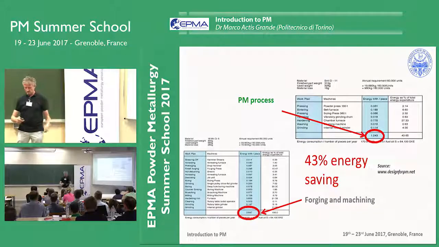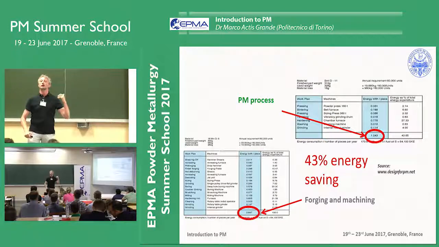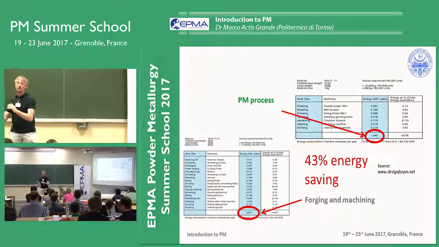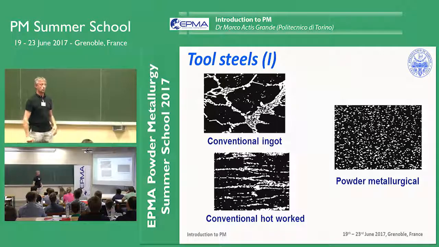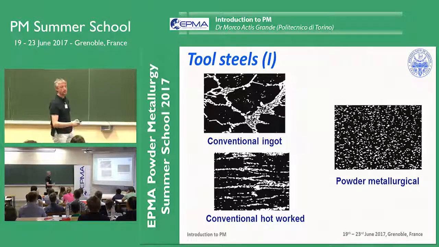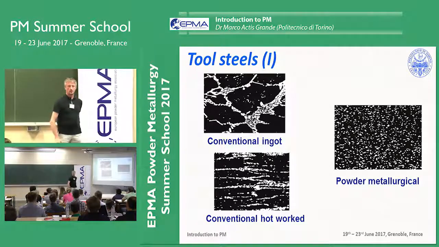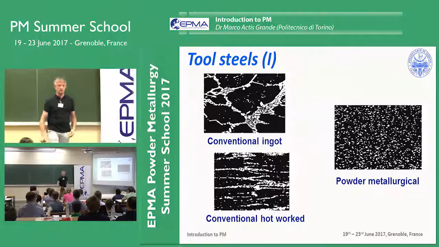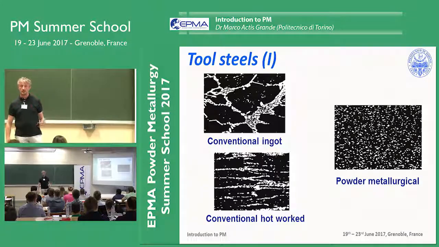Now, this is already a good reason, or this is already a good set of examples just to divert to PM. Of course, it is not the only one. I was just introducing you the fact that PM can be used when an improvement of powder is needed. Let's see the example of what is happening for tool steels.